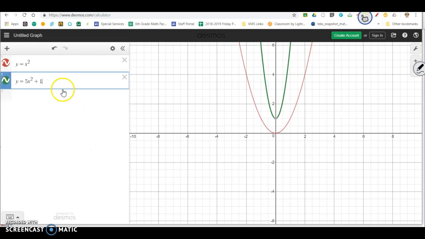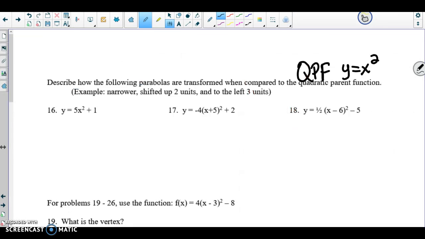So let's take a look at what that looks like. So here's our y equals x squared. That's our red one here, and the green one, the 5x squared plus 1. So if I take a look, it is more narrow. The 5 tells us it's got to be more narrow. And then plus 1, it is just shifted up 1 compared to the parent function. So really, this one isn't shifted over or anything like that. It is just more narrow. So we can write that.